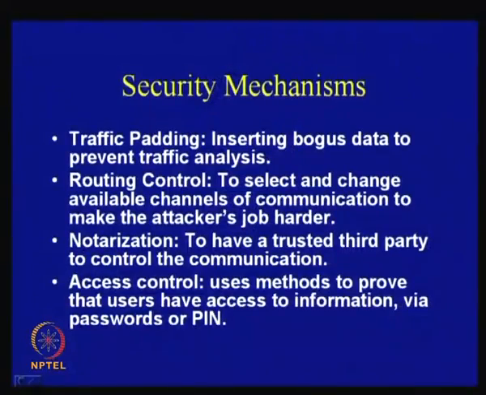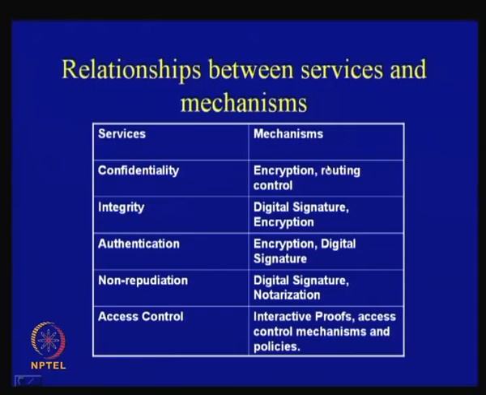So these are the various broad mechanisms, and the relationship between the services and the mechanisms is also interesting. I believe that it's not so well defined, but we can have a fair amount of idea if we study this, as is shown in this particular slide. For example, how do you obtain the service of confidentiality? Maybe through mechanisms like encryption, and also maybe through routing control, where you keep on changing your routing so fast or so frequently that confidentiality is maintained. But what is more popular is, of course, encryption.